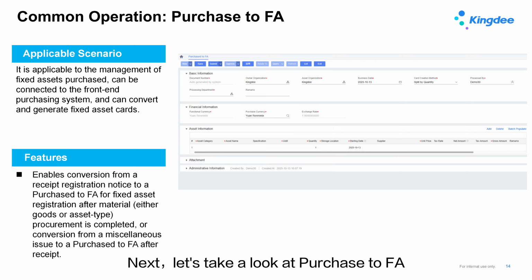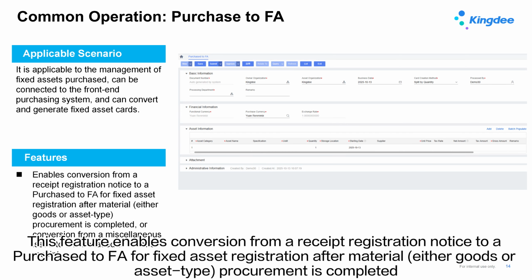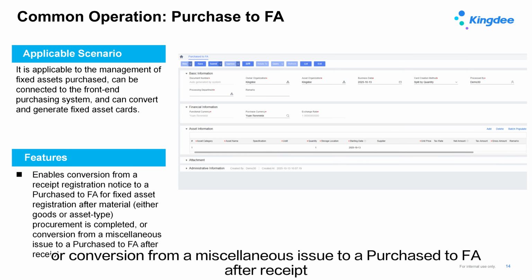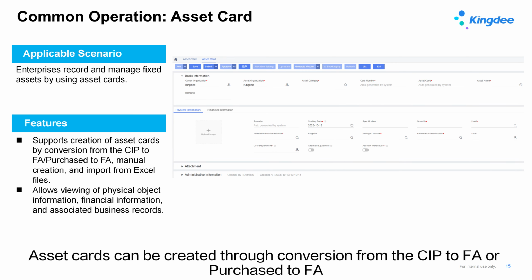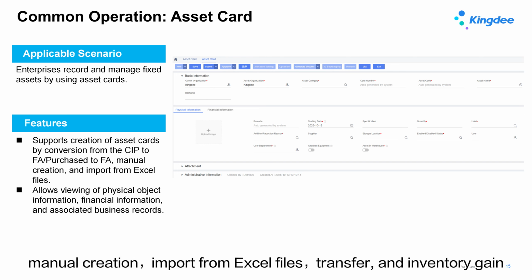Next, let's take a look at Purchase to FA. This feature enables conversion from a receipt registration notice to a purchase to FA for fixed asset registration after material, either goods or asset type procurement, is completed, or conversion from a miscellaneous issue to a purchase to FA after receipt. Asset cards can be created through conversion from the CIP to FA or purchase to FA, manual creation, import from Excel files, transfer, and inventory gain.